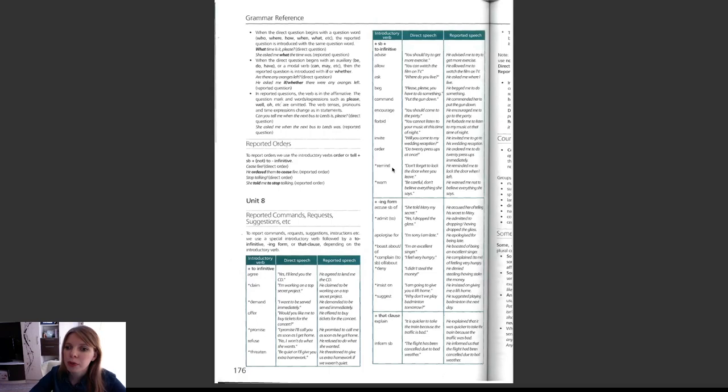Warn – предупреждать. Let's have a look at the last sentence. Be careful. Don't believe everything she says. He warned me not to believe everything she says. Действуем по указанной схеме. У нас есть глагол warn, который требует сразу после себя указания того, кому адресовано данное предупреждение, me. Затем у нас использована форма инфинитива to believe с отрицательной частичкой not, но в данном случае это необходимо, исходя из смысла первого предложения.